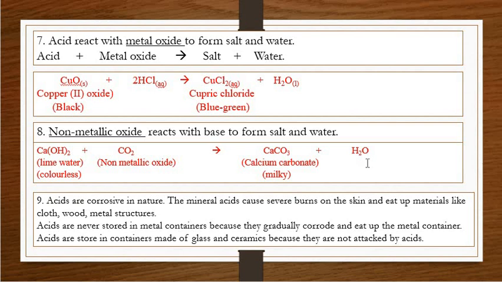And the last chemical property is that acids are highly corrosive in nature. Mineral acids cause severe burns on the skin and eat up materials like cloth, wood, or metal surfaces. Acids can never be stored in metal containers because they gradually corrode and eat up the metal containers. Acids are usually stored in containers made of glass or ceramics. These are the containers which are generally not attacked by any acid.